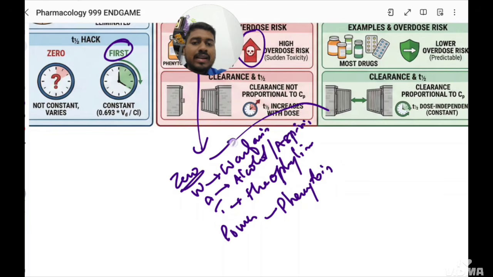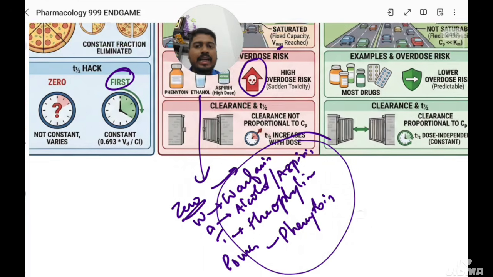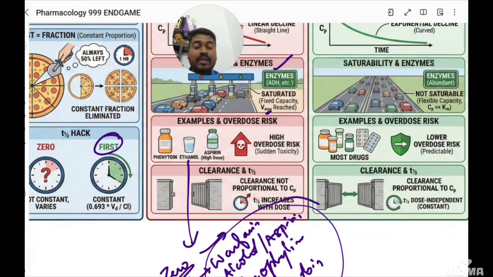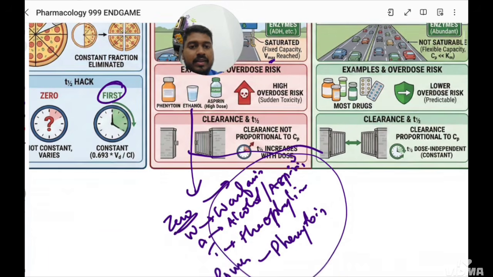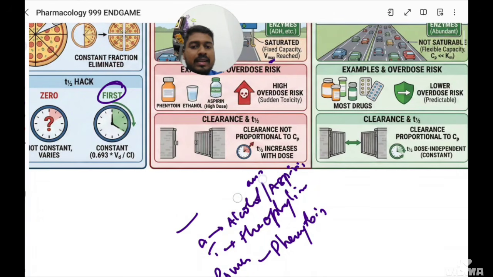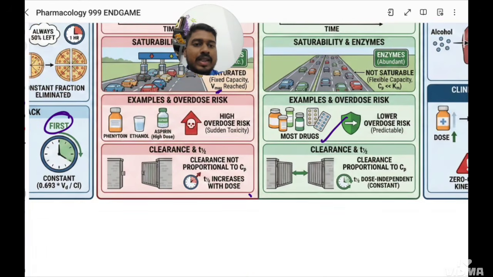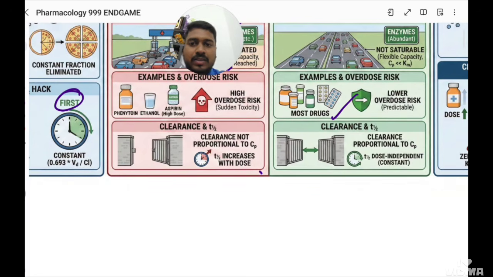So these 5 drugs, always remember, they are known to cause zero order kinetics, causing sudden toxicity if a higher dose is given. Whereas most of the other drugs are part of first order kinetics. So most drugs come under first order kinetics, so they are not much toxic.